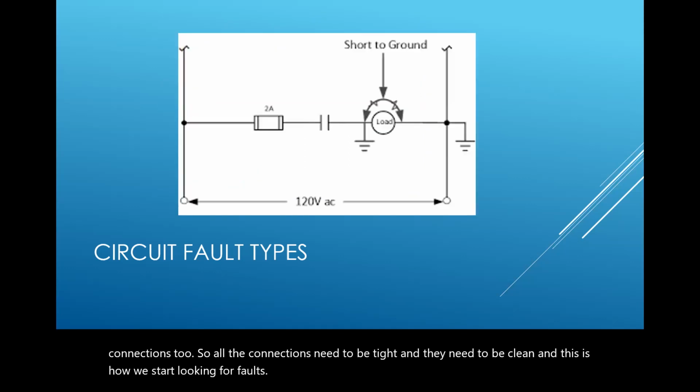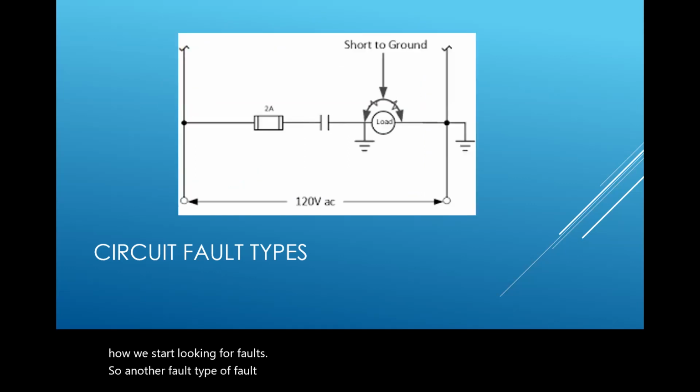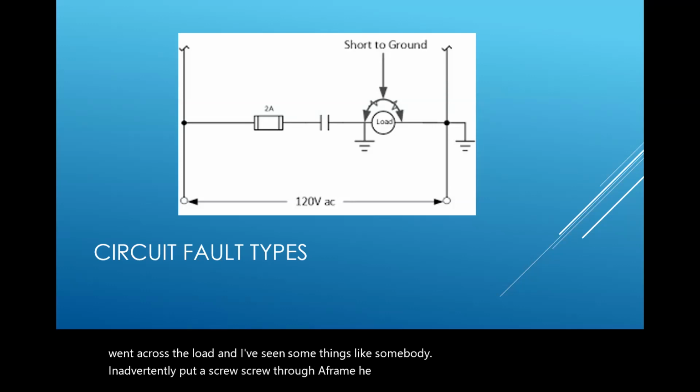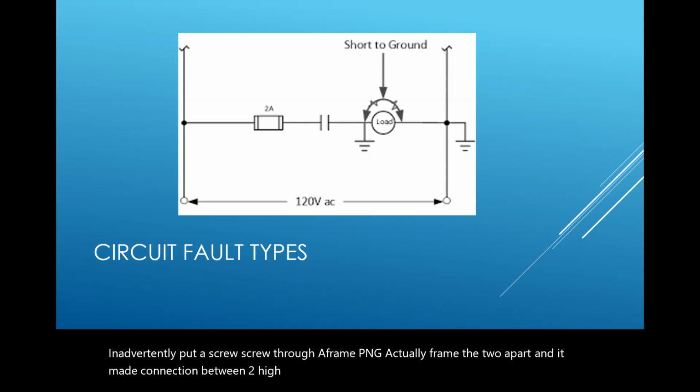So another type of fault is a short to voltage. It didn't go through the load. It actually went across the load. I've seen some things like somebody inadvertently put a screw through a part, and it made a connection between two voltage wires. And now we have a fuse in place, and it doesn't show, but that load would not even come on.